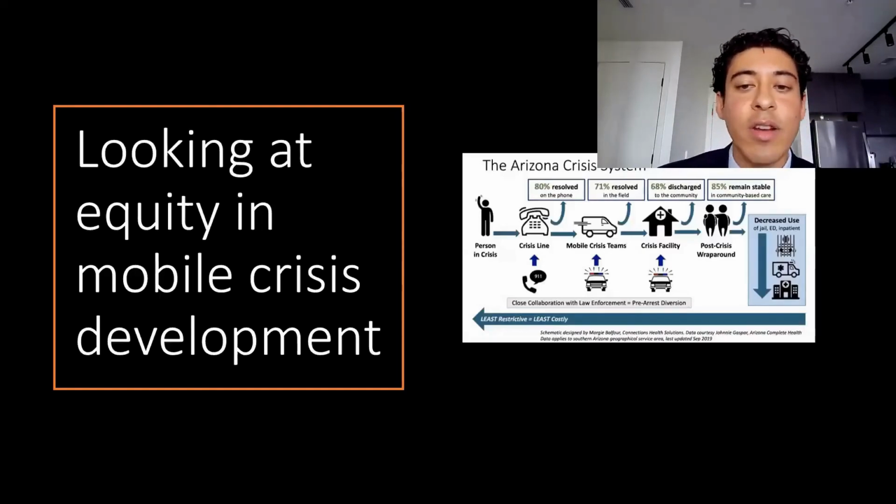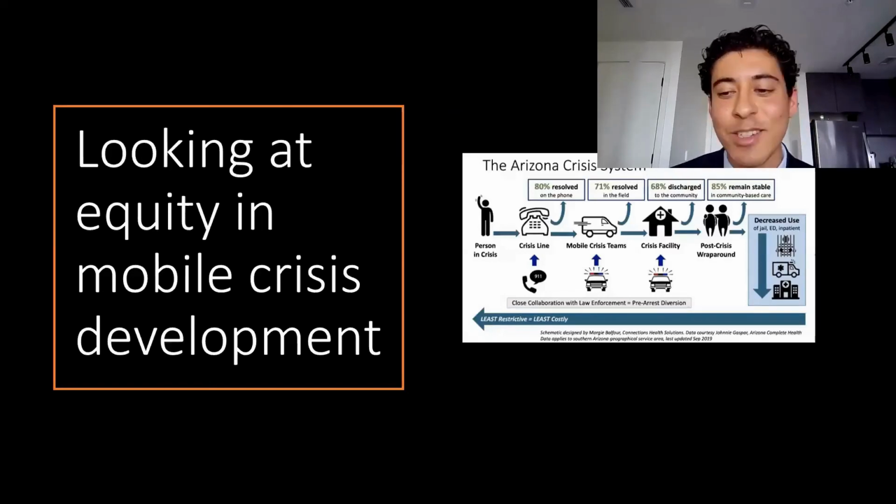Shifting now, looking at equity and mobile crisis development. And also shout out to Margie Balfour for this amazing infographic, which has been so helpful during my meetings with legislators, and I'll use it again here.